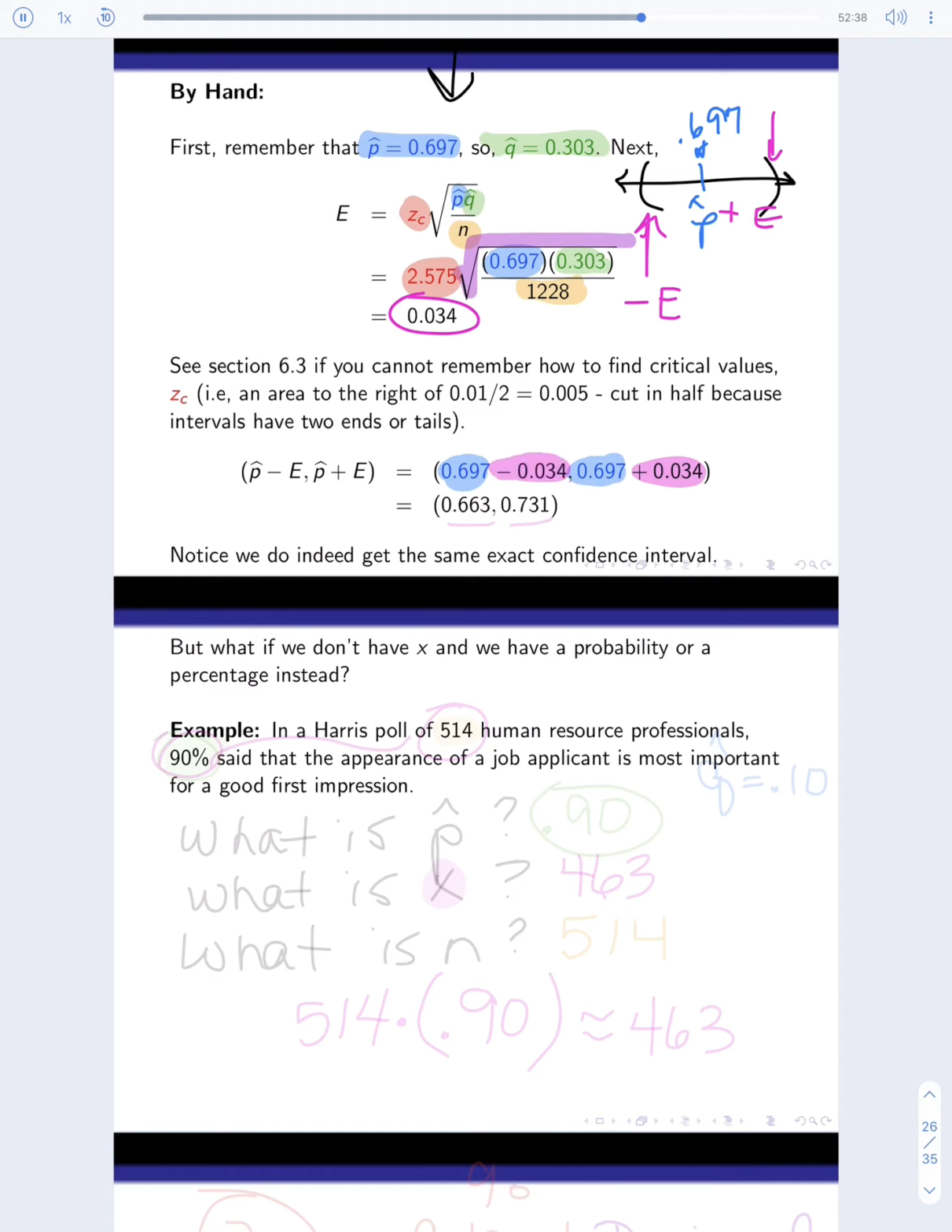And when we subtract the error, we get the lower end, which was 0.663. When we add the error, we get 0.731, and that's the exact same confidence interval we got when we did this using the calculator. It just takes a little bit more effort.